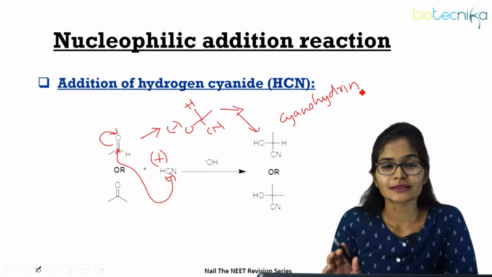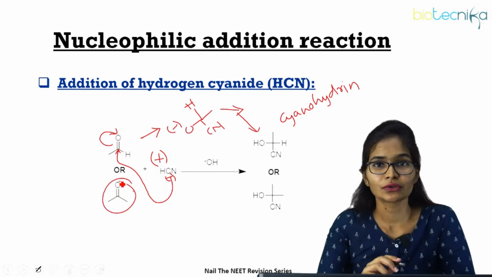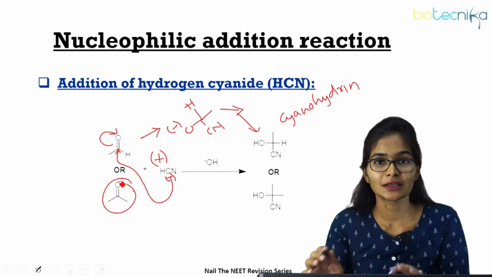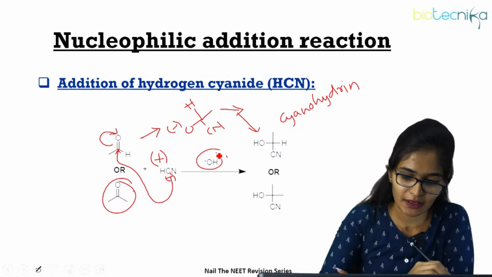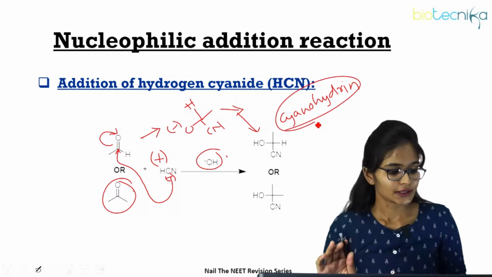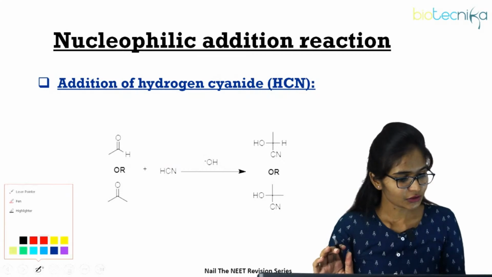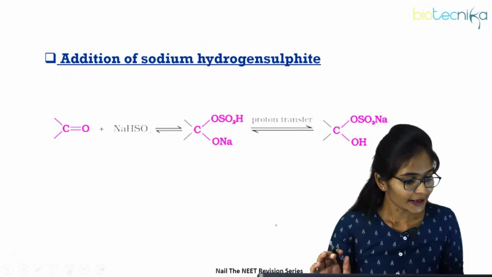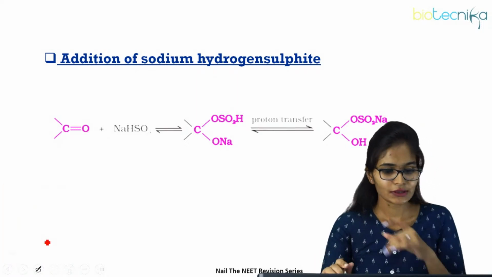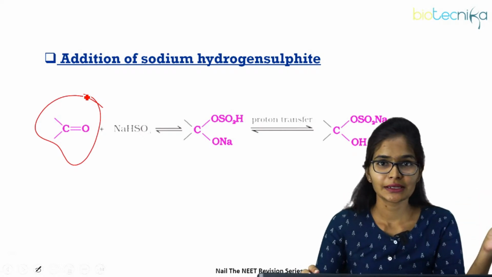Overall, whenever you treat any aldehyde or ketone with HCN in the presence of a base, OH-, you get cyanohydrins as the product. This is one nucleophilic addition reaction. Now the next nucleophilic addition reaction is addition of sodium hydrogen sulfide. It can be any carbonyl group, either aldehyde or ketone.